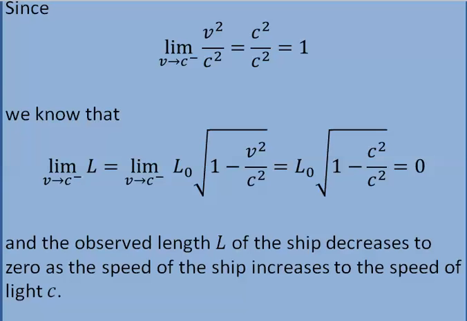The limit as v approaches c from the left is, all we have to do is do that substitution, and I get 1 minus c squared over c squared. That's 1 minus 1 is 0, and then L naught times 0 is 0. And the observed length of the ship decreases down to 0 as the speed of the ship increases to the speed of light c. It was kind of fun.